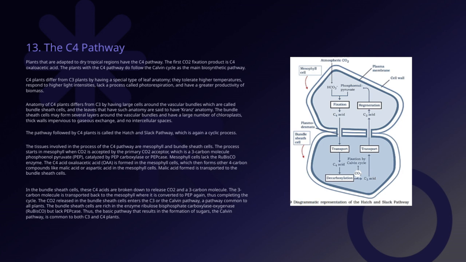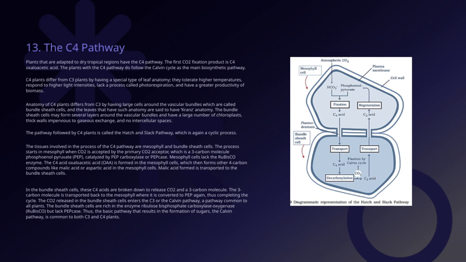Instead, they form a C4 acid, oxaloacetic acid, or OAA, which then produces other 4-carbon compounds like malic acid or aspartic acid. These compounds, especially malic acid, are transported to the bundle sheath cells. The pathway that C4 plants follow is known as the Hatch and Slack pathway, and it's a cyclic process, meaning it keeps regenerating itself.